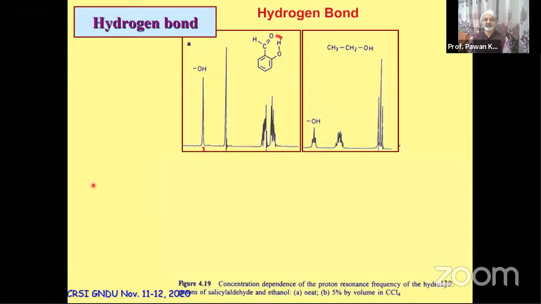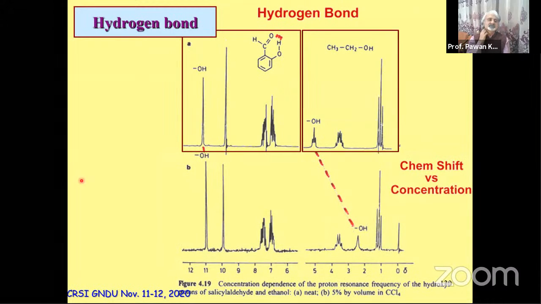So let us say that we want to differentiate which one has intermolecular, which one has intramolecular. What we can do is record their NMR spectrum as neat or in a very concentrated solution. After that, we can rerun their NMR spectrum, but in a very dilute solution, let us say 5%, and we simply compare the two NMRs. So you see, if you compare the NMR of salicylaldehyde when it is taken as neat and when it is taken as 5%, you can see there is no change, no shift in the position of the OH.